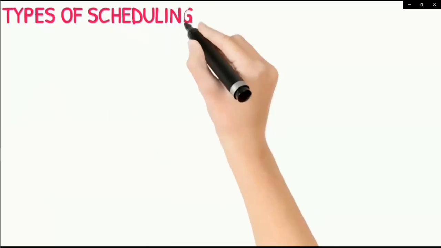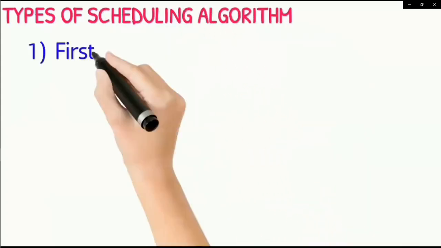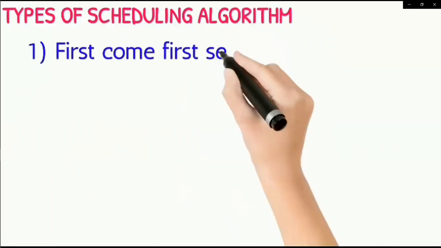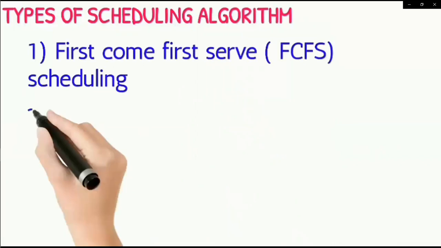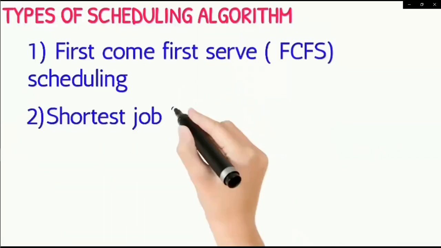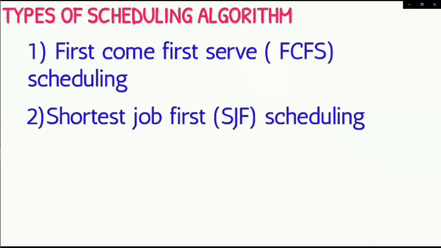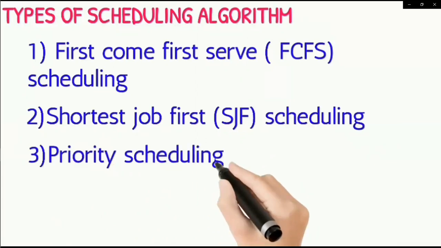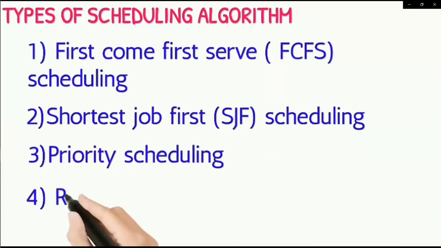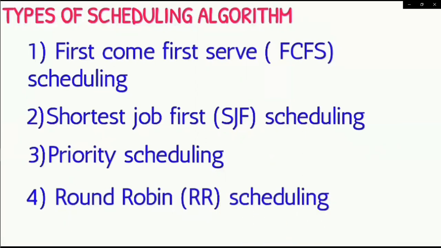So, the different types of scheduling algorithms present in operating systems are first come, first serve scheduling, FCFS scheduling, shortest job first scheduling, SJF scheduling, and then priority scheduling. And the last one is round robin scheduling, that is RR scheduling. So these are the different types of scheduling algorithms that are present in operating systems.